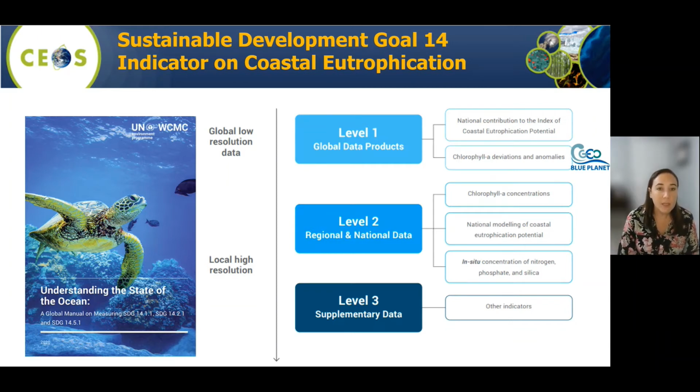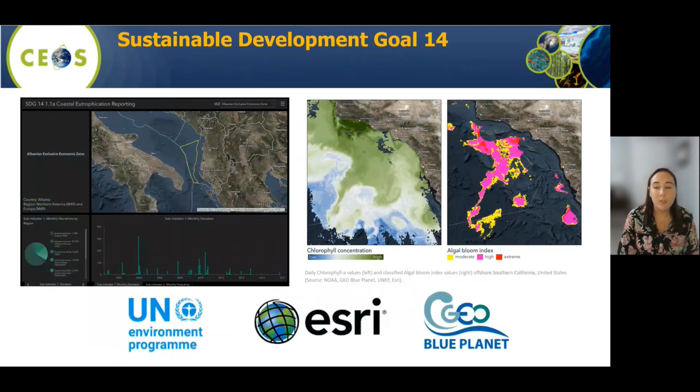From the GEO side, we have been helping out the United Nations Environment Program by working to pull in some global data products, which can track global trends in chlorophyll A, so looking at deviations and anomalies in chlorophyll A, which can help the UN and member countries identify some potential hotspots of chlorophyll, which can then potentially be looked at further through in-water testing to see if that is in fact causing eutrophication events. And so we are working with ESRI to do some mapping and subsequently user engagement with member countries.